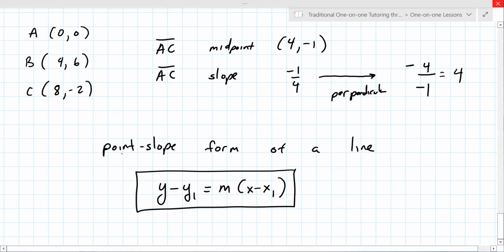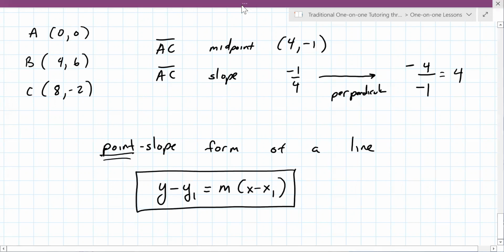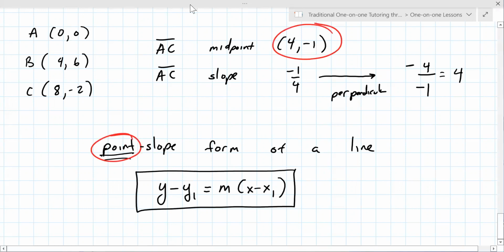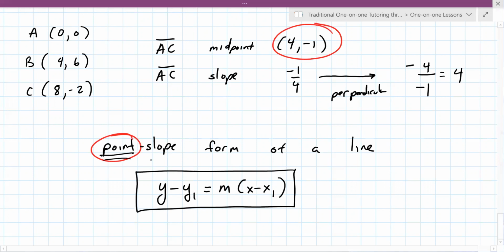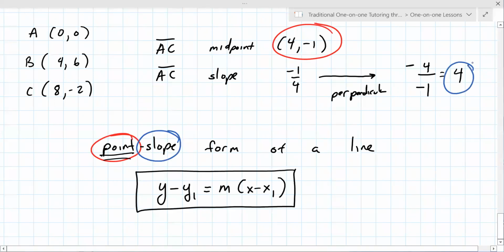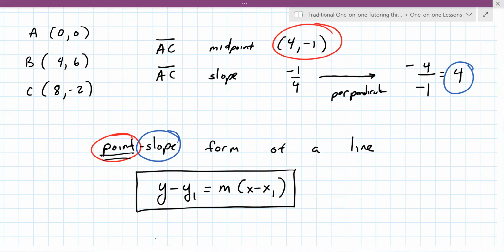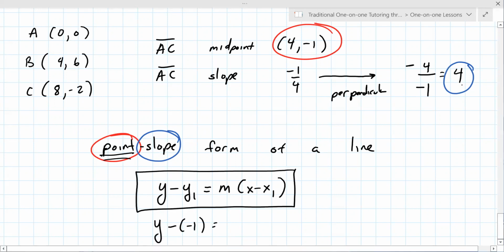So you need two things. You need a point. Do we have a point? We've got a point. There's our point. And then we need a slope. There's our slope. So we're going to use that point and that slope in this equation. Okay. So it becomes y minus minus 1. Slope is 4, x minus 4. So see how I used this point and this slope.